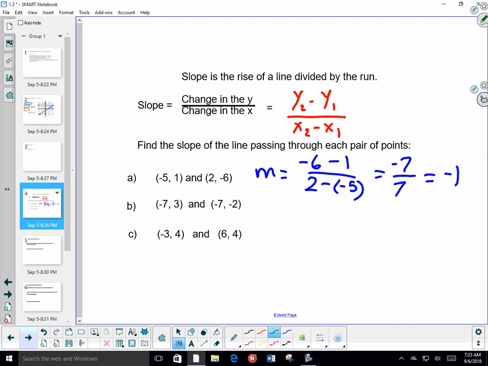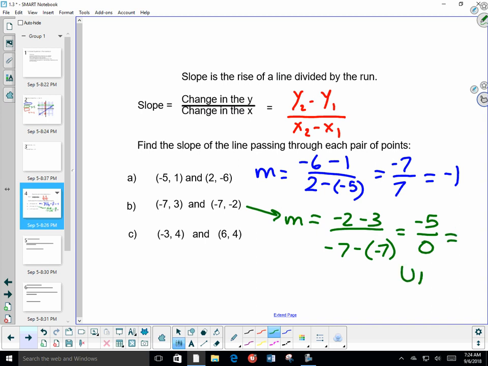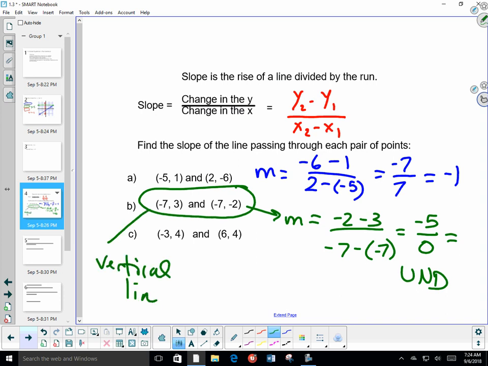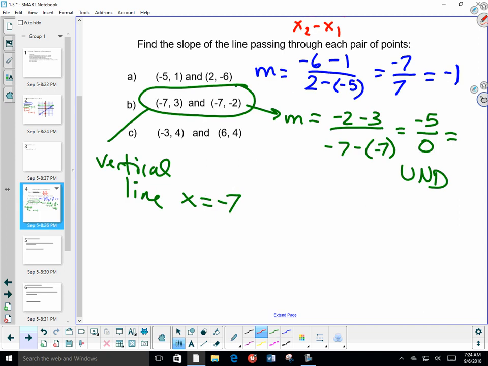For this one, if I'm going to find the slope here, difference in the y's, that's a -2 minus 3 over -7 minus a -7. That's going to give me -5 over 0, and that's undefined. And that means that these two ordered pairs are actually on a vertical line. And I think we could also safely say that the equation of that vertical line is that x has to equal -7.